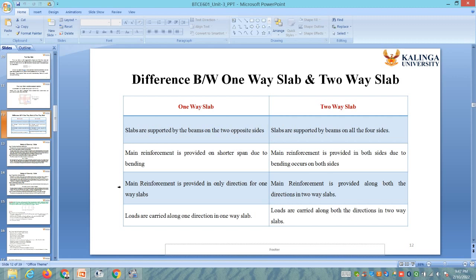So students, this is the brief introduction about the slabs, one-way slabs and two-way slabs.